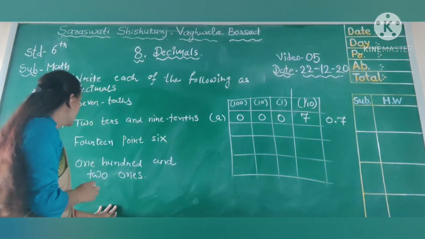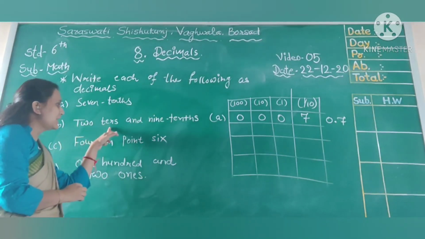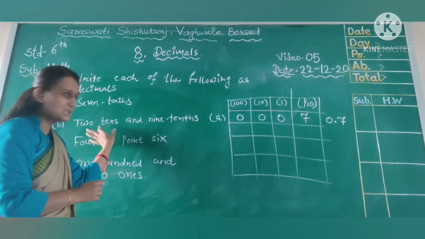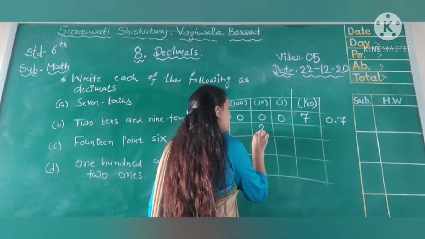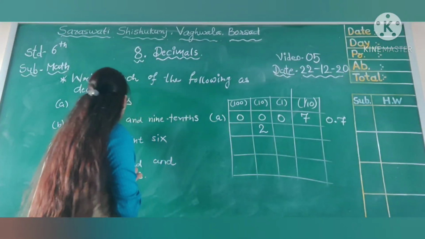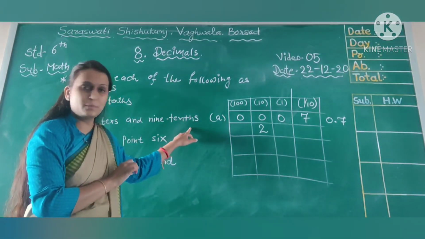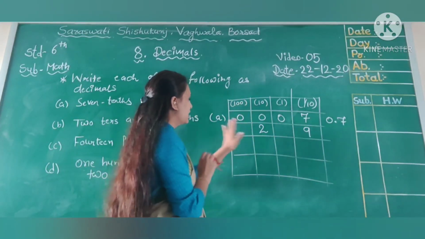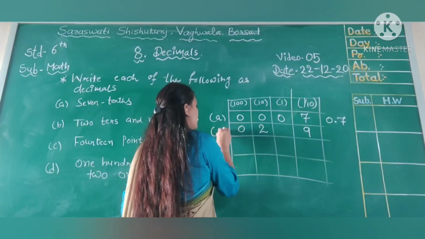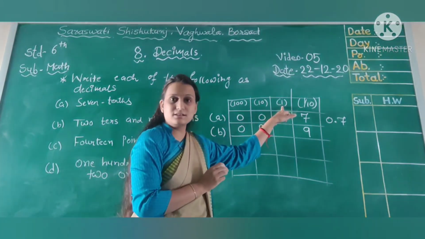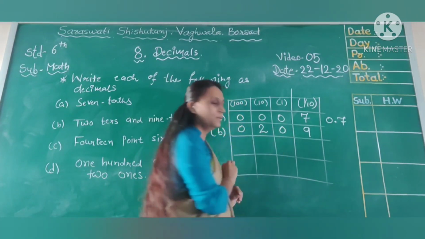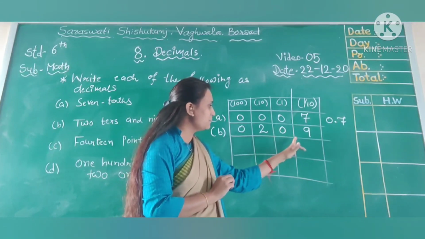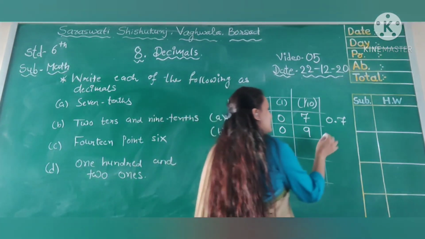Okay, now in the second number we have been given 2 tens and 9 tenths. 2 is at the tens place, so here we can write 2 at the tens place, and 9 is at the tenths place, so 9 is here. Okay, so at the hundreds place there is nothing, so 0. At the ones place there is nothing given, so here 0. So now you can see what the whole number is: 20.9.